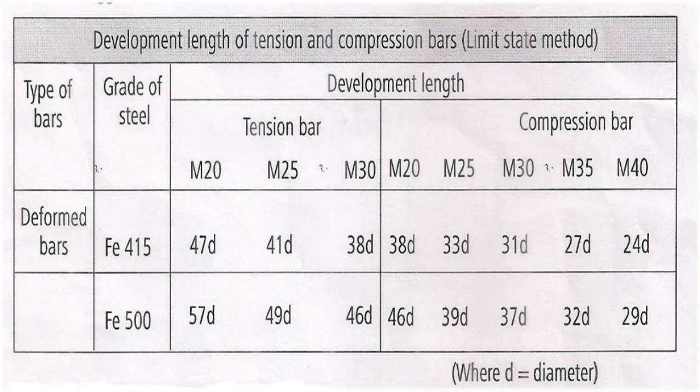Now coming to Fe500 grade of steel, the development length for tension bars for M20 grade of concrete is 57 times of its dia, for M25 it's 49 times of dia, for M30 it's 46 times of dia. While coming to the compression bars, for M20 grade of concrete it's 46 times of dia, for M25 it's 39 times of dia, for M30 it's 37 times of its dia, for M35 it's 32 times of its dia, for M40 it's 29 times of its dia.